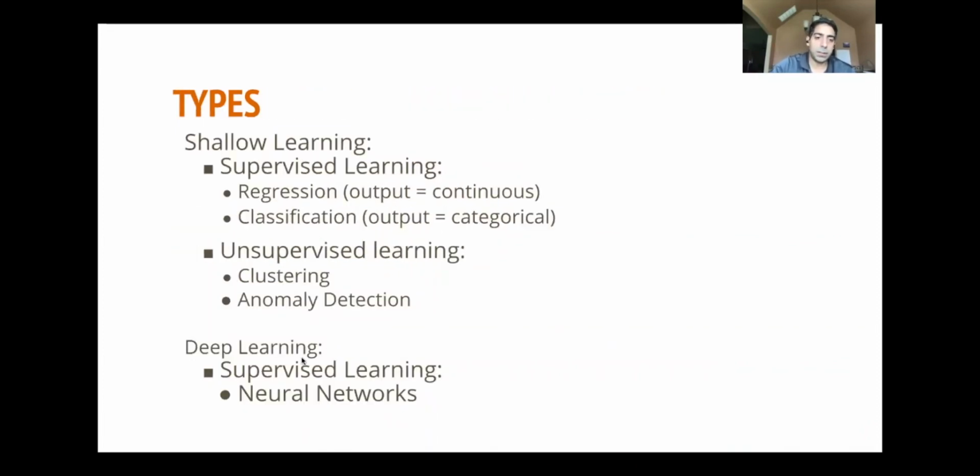Yeah, and then of course, as I said, there's deep learning, which can be like all the other ones, but is mostly for supervised learning, and uses artificial neural networks.